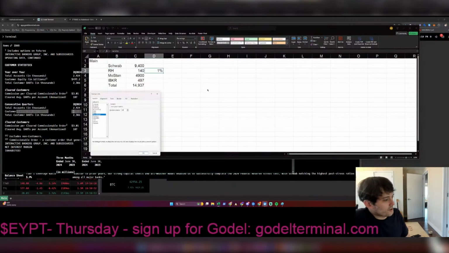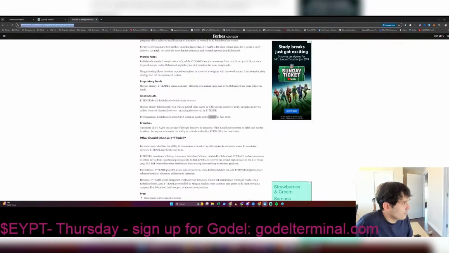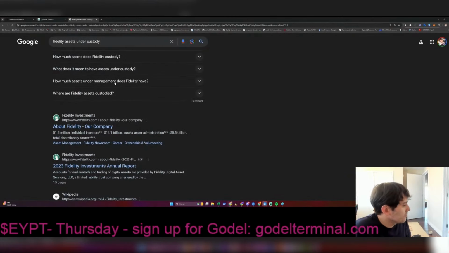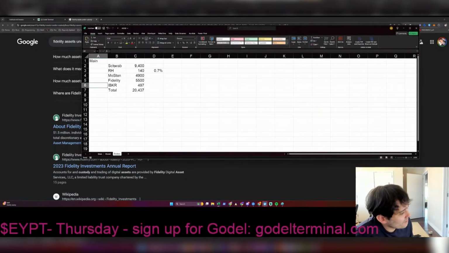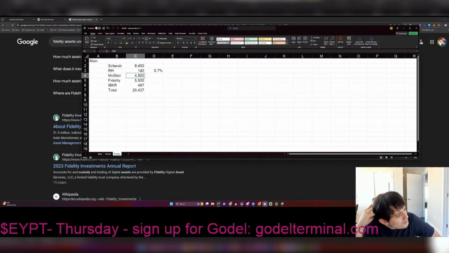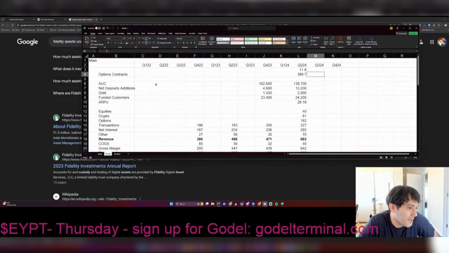Robinhood's barely 1% of this industry, and I'm not even including Fidelity, which is, I think, a couple trillion. It's hard to say what Fidelity is because we're including mutual funds and stuff like that. But you can see that there's plenty of growth possible for Robinhood. Yeah, if you think of it as a gambling company, that's certainly one way to do it. And there's some recession fears, but look, some people think we're in a recession now and they're growing 40%, so I don't know how bad a recession is going to hurt them.